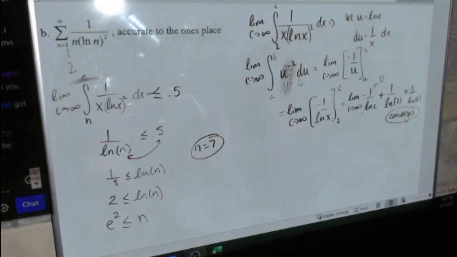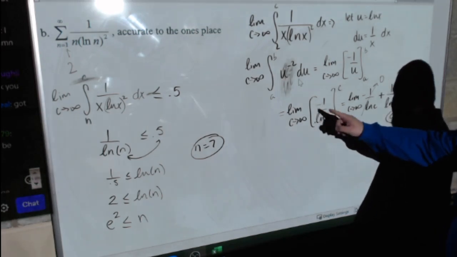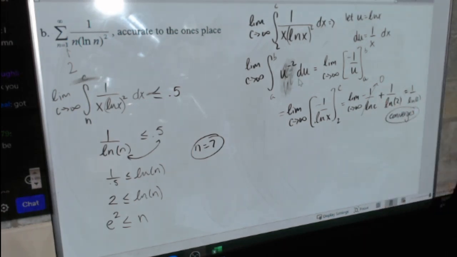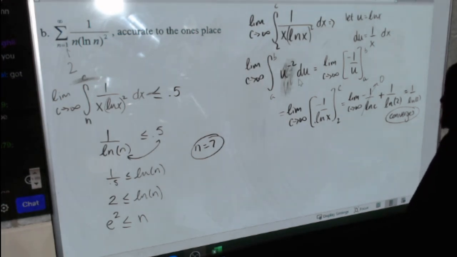Should it be minus 1 over log n? So remember that it's negative here, but then the second term gets subtracted, so it becomes plus. Anything else? All right.